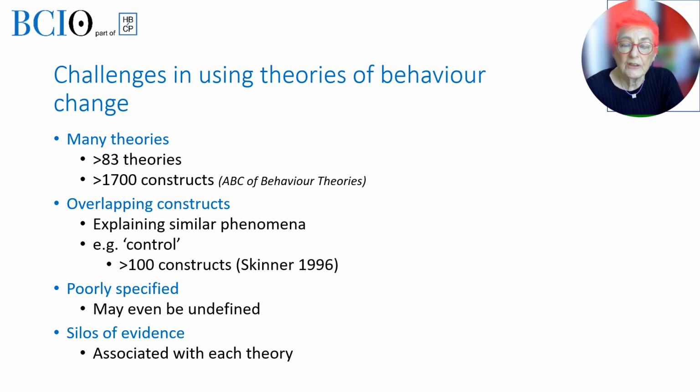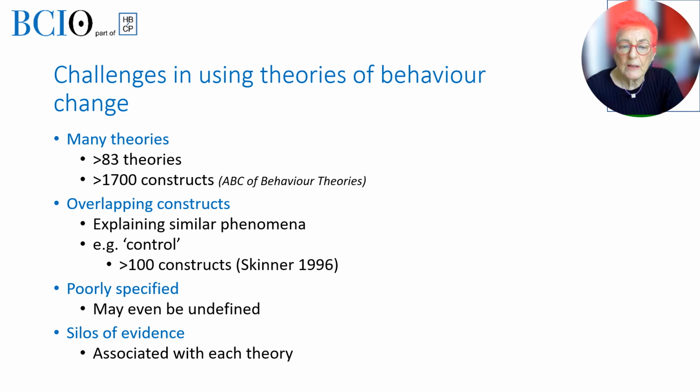However, there are challenges in using theories of behaviour change. First of all, there are many theories. There are over 83 theories, over 700 constructs, as you'll see if you look in the book, The ABC of Behaviour Theories. Do all of these theories perform the job as well as the others? How do you choose a theory? Are they different? Are they similar? How do we make selections amongst these theories in order to advance?